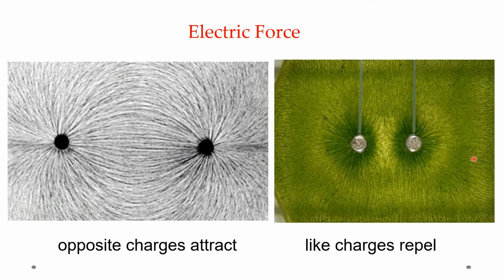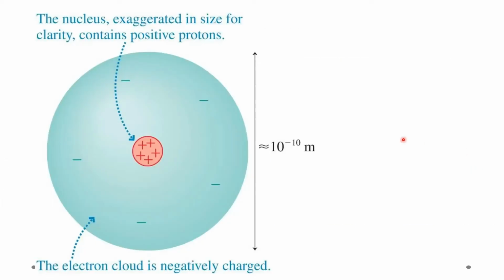Anyway, the connection I'm trying to make is that for an atom, the negatively charged electron cloud is going to be attracted to the positively charged nucleus, and that's basically what keeps the atom as a whole together. I don't know if you read this text up here, but I wanted to highlight that it says the nucleus is exaggerated in size for clarity. Okay, when they say exaggerated, they really mean exaggerated.